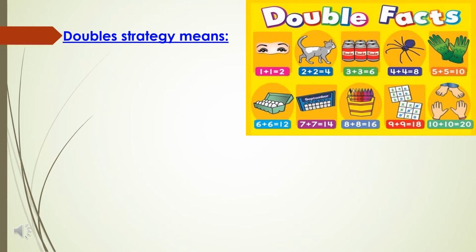As we know that 2 plus 2 equals 4, can we use this fact to solve another addition equation like 2 plus 3? Yes, let's think together with our colleague here. She is thinking with us. She knows that 2 plus 2 equals 4. How can we use this double fact to solve 2 plus 3?